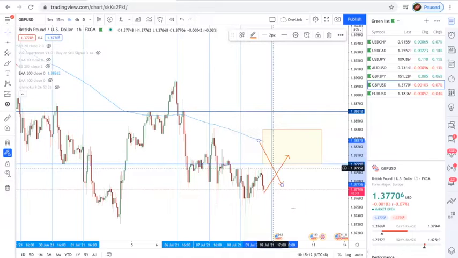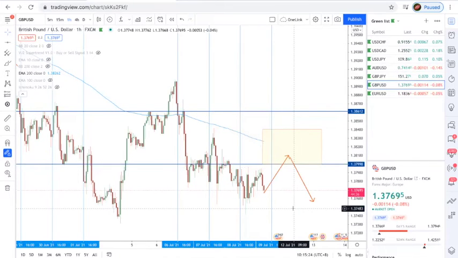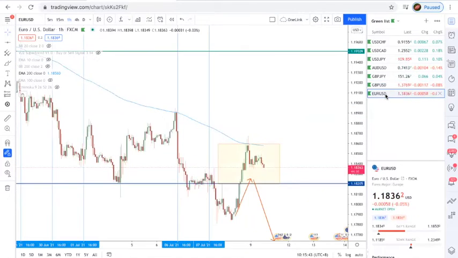So wait, because our borderline to enter the trade is 4 o'clock, isn't it? After 4 o'clock. So at 2 o'clock, let's see when the news is released how Great Britain USD is going to react. Then we make a decision on how the market is reacting and how it goes.